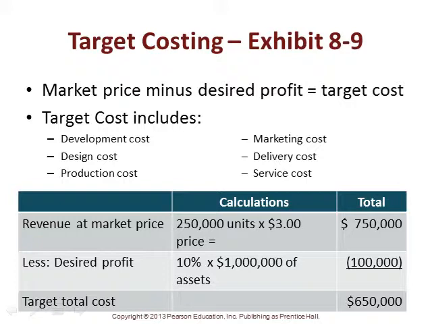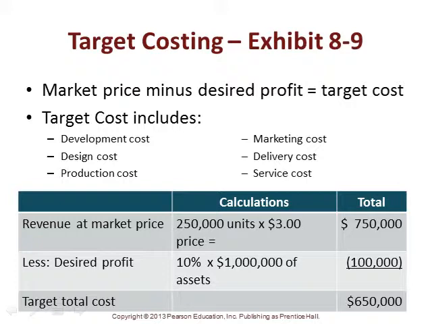And so here are just some calculations based on this process of setting a price using a target costing approach, which means really we're a price taker. We look at what the market is, and we say, well, the units in this case are selling at $3 each, and we expect to be able to sell 250,000 units. So we expect to have total revenue of $750,000. We expect our desired profit to be 10%, and we're assuming from Exhibit 8-9 that we have $1 million in assets, and we want a 10% return on our assets, which is a very fair way to look at this. What do my investors want for their investment?